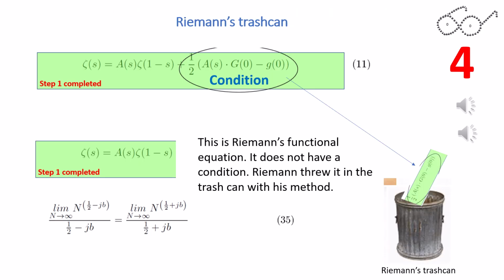The equation in the middle is Riemann's functional equation. It does not have a condition. Riemann threw it unfortunately in the trash can with his method. But it is the condition which explains where the zeros can be. So mathematicians are searching elsewhere for a solution. None of them are searching for it where the solution really is, in Riemann's trash can. That's why the problem is 165 years old and will get even older.